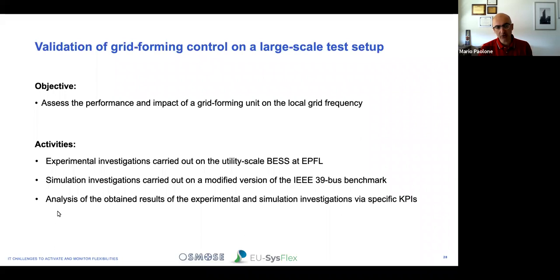The activities referred both to a demonstration using a utility-scale battery energy storage system that we had on campus. I will give you the details in a moment. And then we also assessed the impact of grid forming control units using real-time simulations on systems of relatively big scale, like the IEEE 39 bus benchmark. Then we wanted to compare whether the metrics that we determined in the experimental demonstrator were similar to those obtained in the real-time simulation, and whether they were matching, and this was indeed the case.